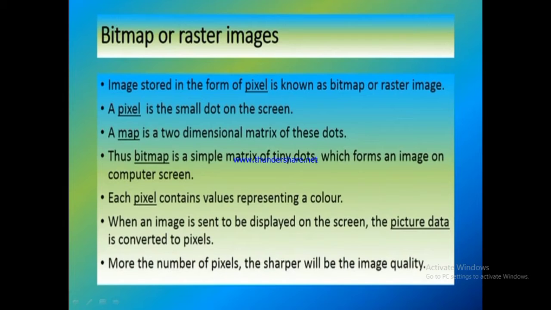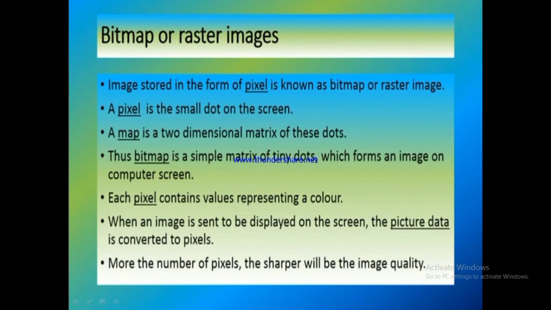A pixel, short form of picture element, is a small dot on the screen. A map is a two-dimensional matrix of these dots. Thus, a bitmap is a simple matrix of tiny dots which form an image on the computer screen. Each pixel contains values representing a color.